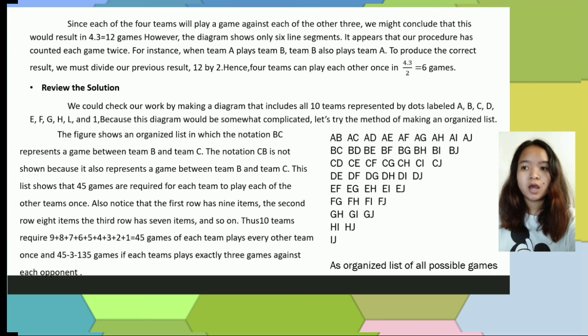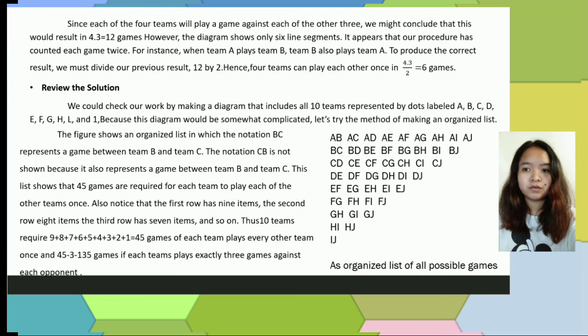For instance, when Team A plays Team B, Team B also plays Team A. To produce the correct result, we must divide our previous result, 12, by 2. Hence, 4 teams can play each other once in 4 times 3 over 2, which equals 6 games.